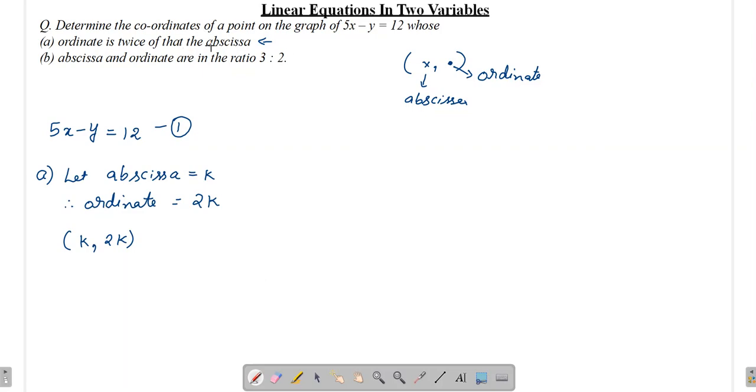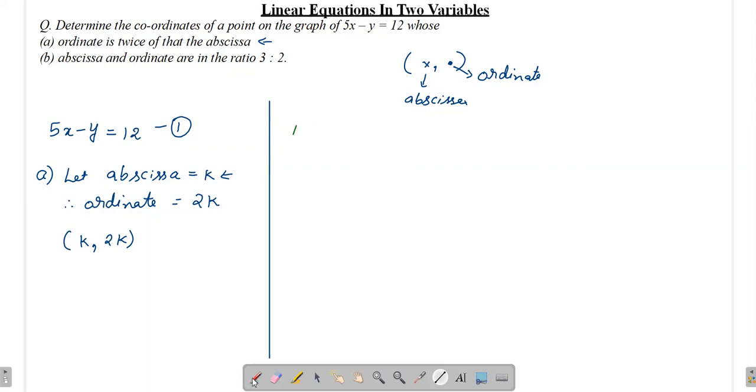Once again I am repeating for the first part. We know that if we write something in ordered pair, the first one is abscissa, second one is ordinate. The question says find the coordinate of a point whose ordinate is twice that of abscissa. So I took this smaller one. We always take the smaller one as a variable. So here we have taken abscissa as k, so the ordinate will be twice of that, so the ordinate will be 2k. Now k comma 2k will be a point which satisfies the given equation.